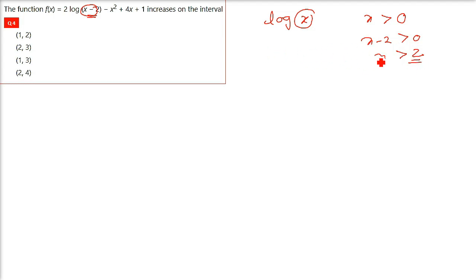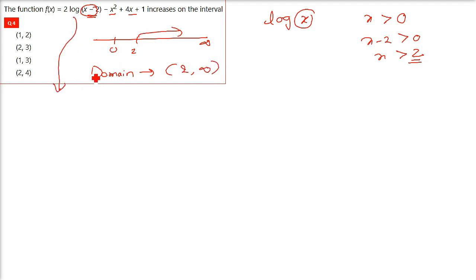So x should be greater than 2. Below 2, this whole expression becomes invalid, so you are not able to solve it. The logical value is greater than 2. So the domain becomes 2 to infinity, because x cannot be less than 2. From 2 to infinity, it can be any value.